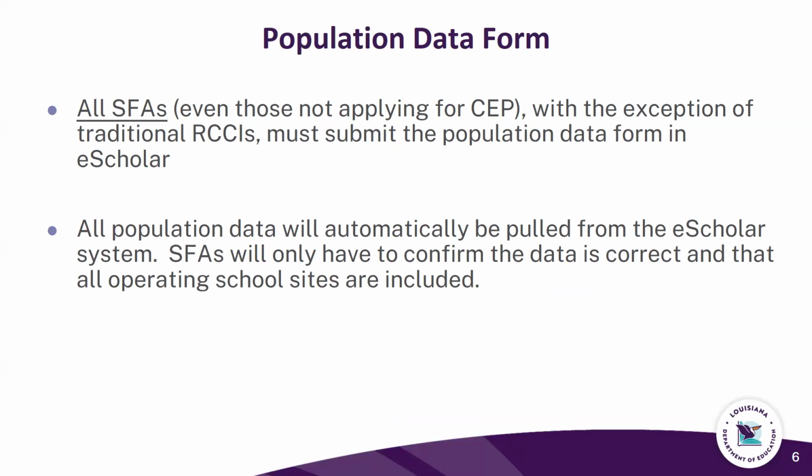So all SFAs, even those not intending to apply for CEP, with the exception of the traditional RCCIs, must submit the population data in eScholar to the state agency at the site level no later than April 15th. All population data will automatically be pulled from the eScholar system, and SFAs will only have to confirm that the data is correct and that all operating school sites are included.